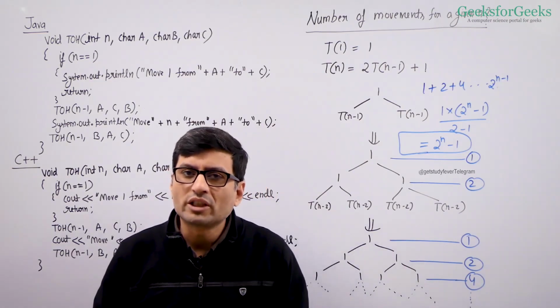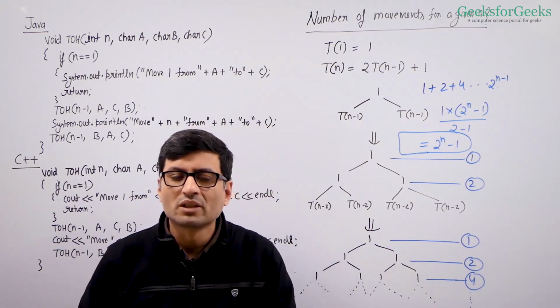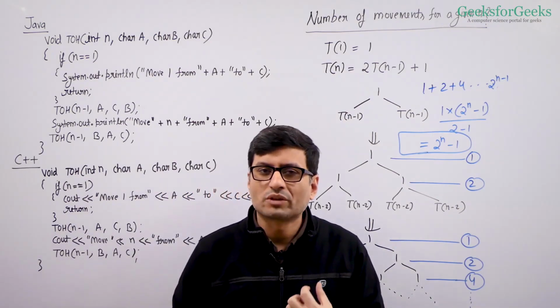If you put n equal to 3, you will get 2 raised to the power 3 minus 1, which is 7. If you put n equal to 2, you will get 2 raised to the power 2 minus 1, which is 3.